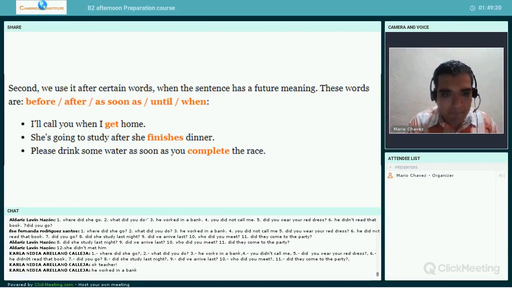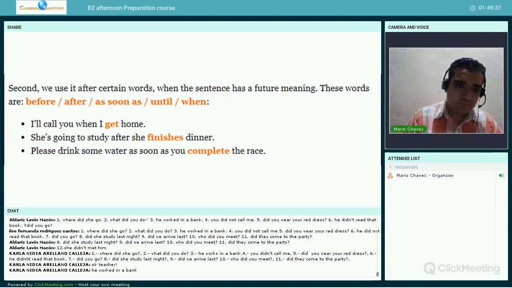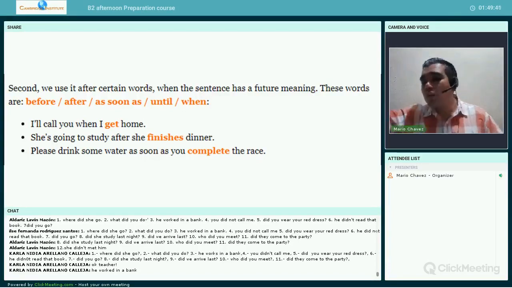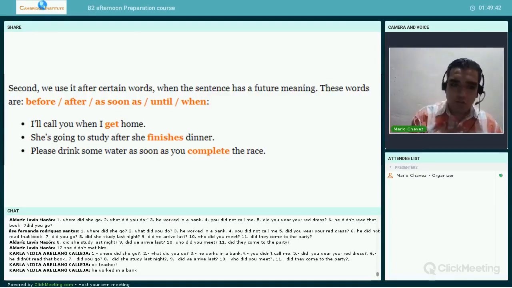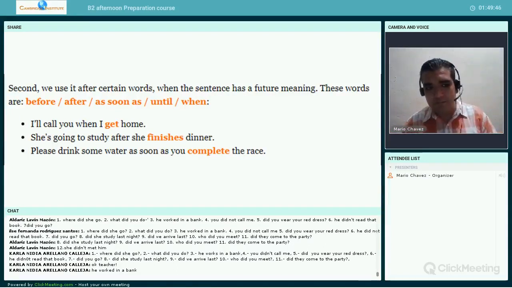Second, we use it after same-thing words when the tenses have future meanings. We're talking about the simple present. These words are before, after, as soon as, or until, when. I'll call you when I get home. Get home, right? Not when I am going to get home. No, when I get home. So we're using when, so we use the simple present.